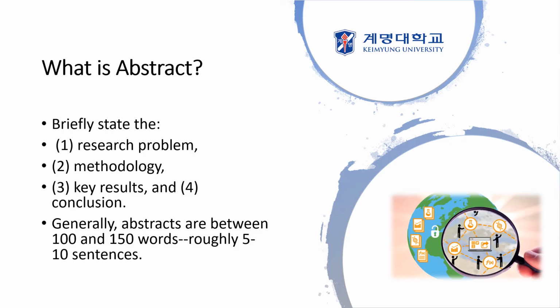Okay, so what is an abstract? As I mentioned a while ago, this is the summary of your paper, including the research problem, the method being used, the key results, and the conclusion. It is roughly 10 sentences, or not more than 150 or 200 words, depending again on the journal you are going to apply to for publication.